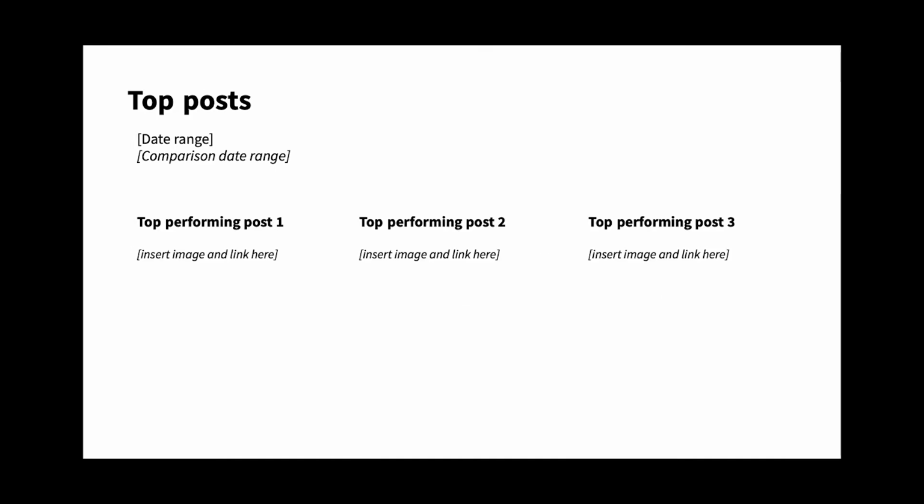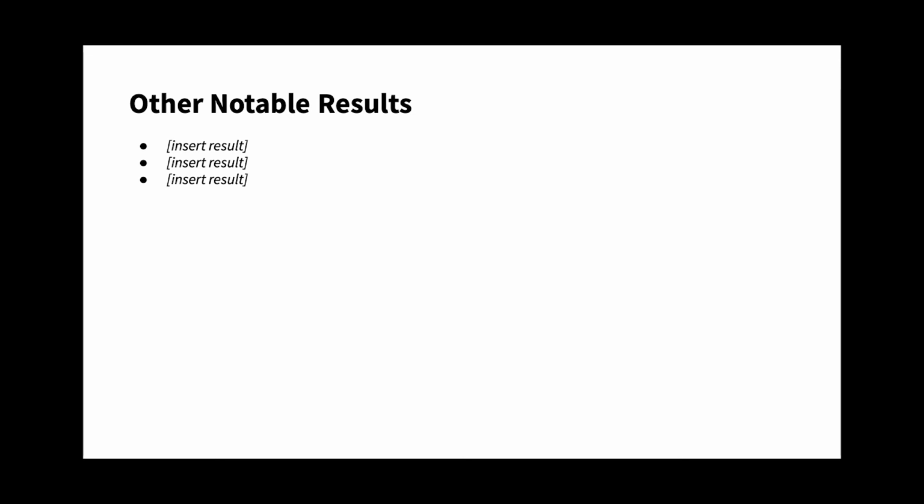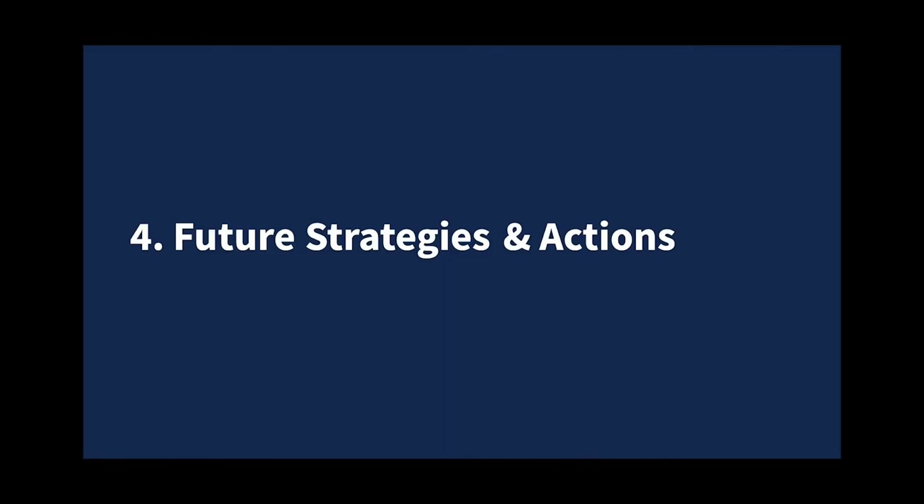In the next slide, I like to include an overview of the top 3 performing posts in the month. Here I like to insert an image, maybe a caption, and then I add a link where people can click and directly go to that post. I also like to include other notable results within this period, which may not directly be related to your main goal. Finally, I like to include future strategies and actions.